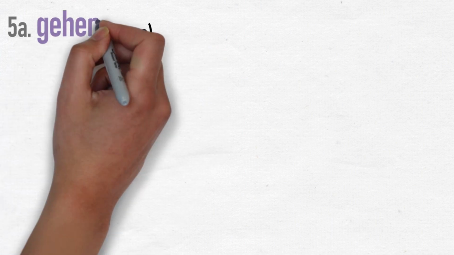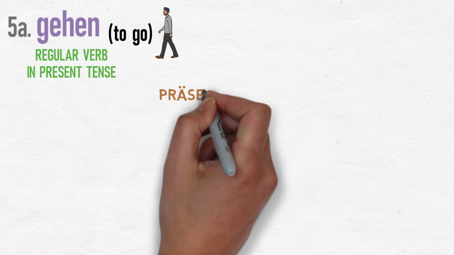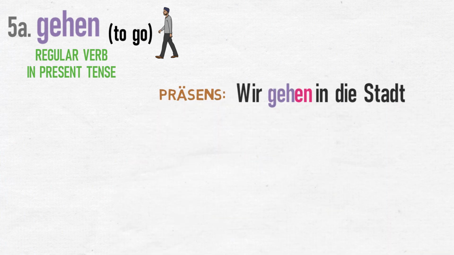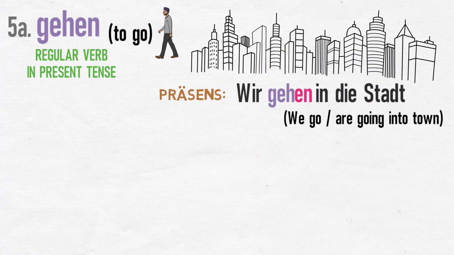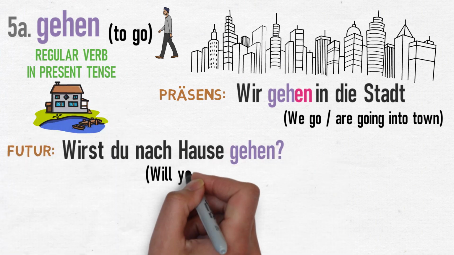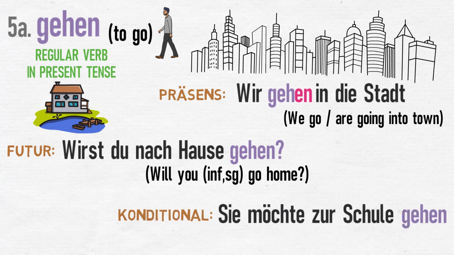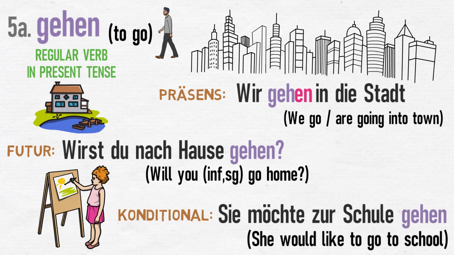Verb number 5 in the list is to go. This is mostly translated as gehen in German, though this implies going by foot or walking. Gehen is also regular in the present tense. Wir gehen in die Stadt. We go or we are going into town. Wirst du nach Hause gehen? Will you go home? Sie möchte zur Schule gehen. She would like to go to school.